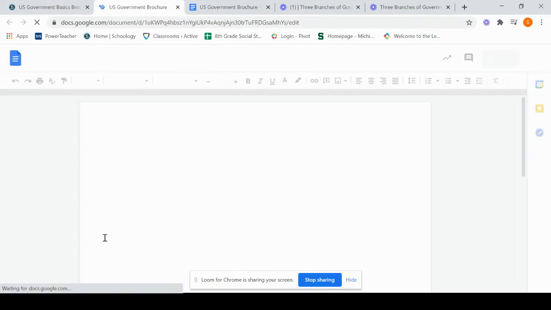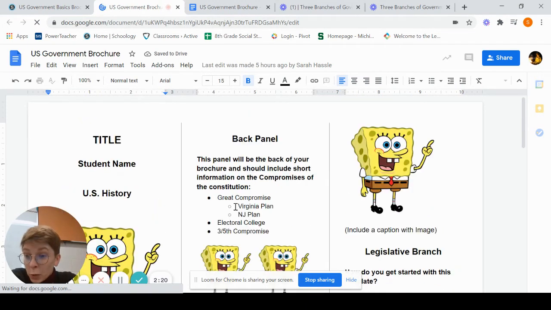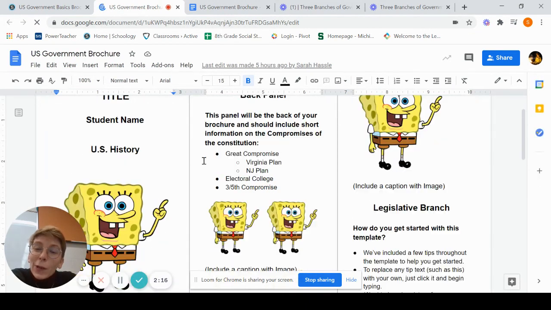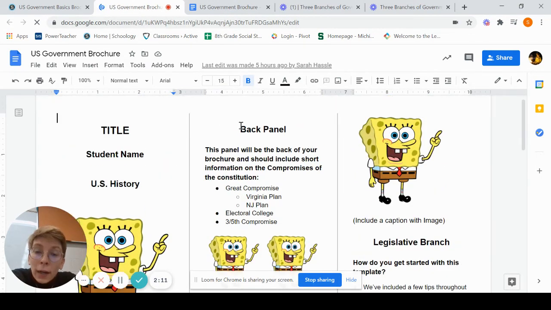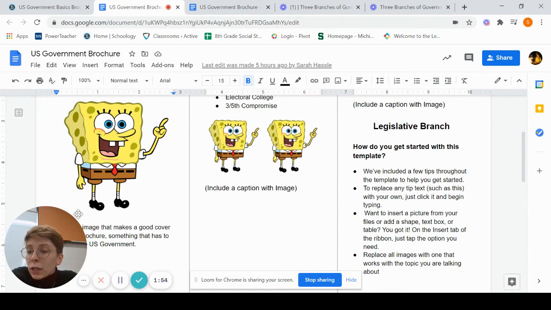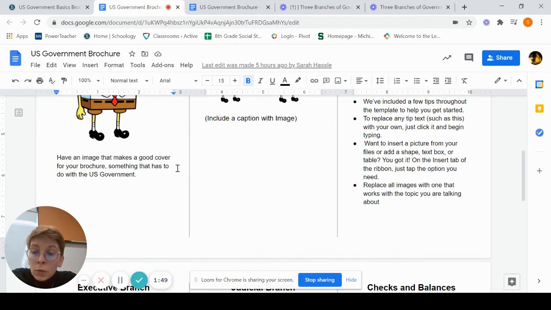So if you click on here, you will see my wonderful thing full of SpongeBobs. You can start to edit this. So I have put captions or titles for each section. Give your brochure a title. What is it about? You can say the 3 branches of government, the U.S. government brochure, anything that is U.S. history related. Put your name, and then maybe put a picture here. So put an image that makes a good cover for your brochure, something that has to do with the U.S. government.